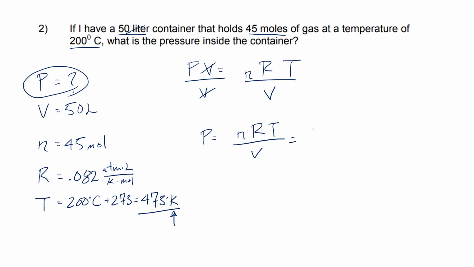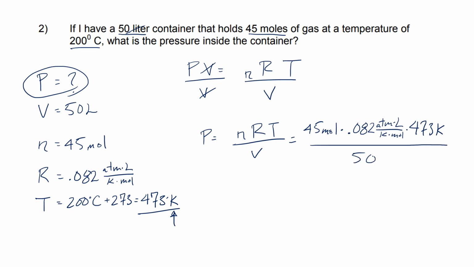So N we know is 45 moles. R is 0.082 ATM liters over Kelvin moles times our temperature, which is 473 kelvins, divided by our volume, which is 50 liters. Look, some magic's going to happen again. These units cancel: liters cancel, moles cancel, kelvins cancel. So we are left with ATMs, and that is what we want. We want pressure in atmospheres.